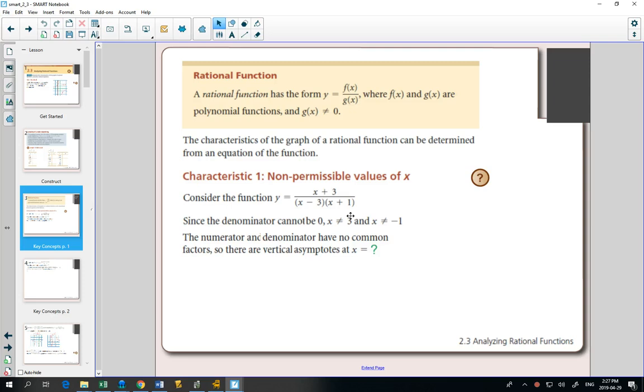With this, those non-permissible values either turn into vertical asymptotes or holes. And the key thing is whether or not the factor simplifies away. When the factor does not simplify away, like in this case, you can't cancel out the x minus 3, you can't cancel out the x plus 1, you will always get vertical asymptotes.